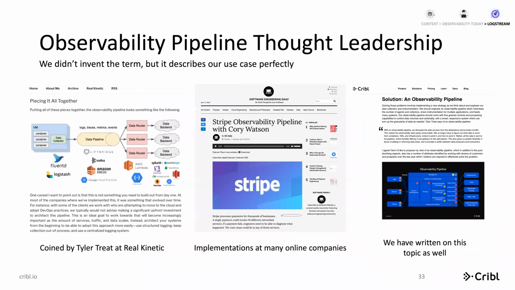So we've been out there, we've written, or I have at least, a number of articles on what is an observability pipeline. We will follow up the webinar with links to our writing, as well as writing from Tyler Treat at Real Kinetic, who actually coined the term observability pipeline. Corey Watson, who's now at Splunk, I think, via Signal FX, has written about observability pipelines too. So we're not the only ones out in the world talking about what an observability pipeline is. We didn't invent the term, but I think it really does describe our use case pretty perfectly.